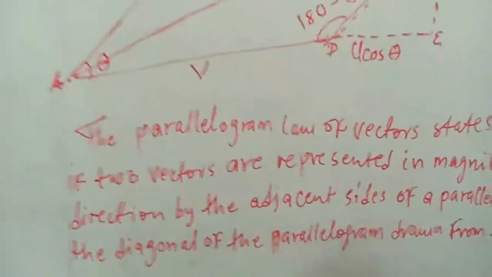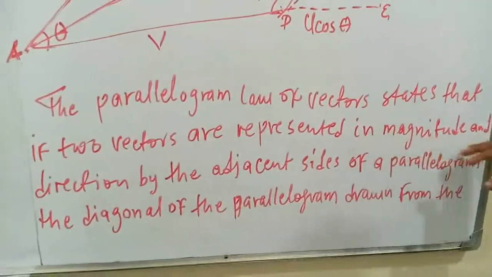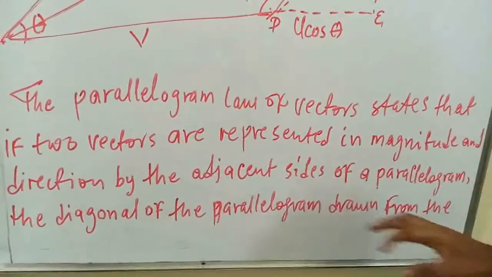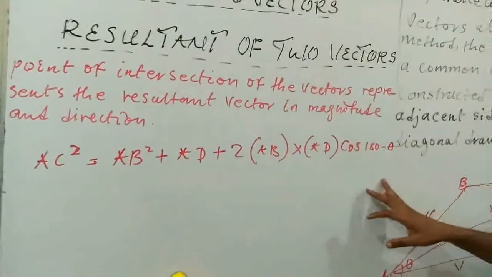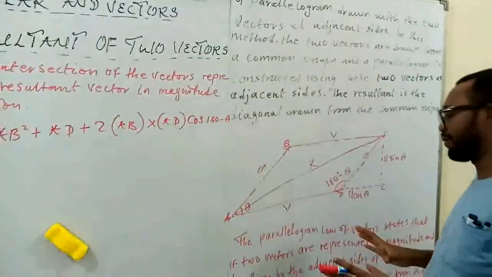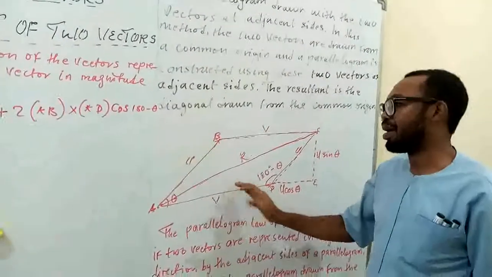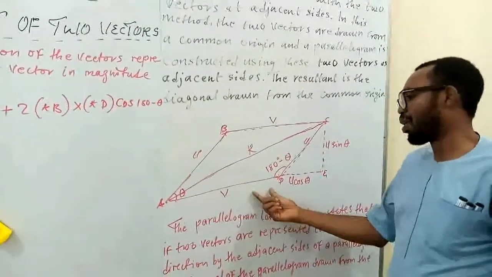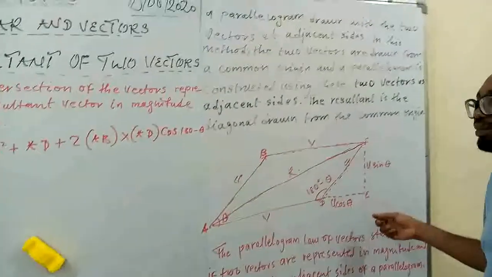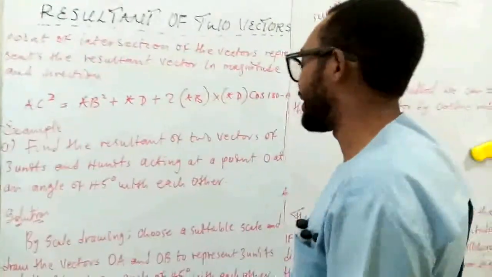It states that if two vectors are represented in magnitude and direction by the adjacent sides of a parallelogram, the diagonal of the parallelogram drawn from the point of intersection of the vectors represents the resultant vector in magnitude and direction. Now we're going to apply this. Looking at it, it looks as if you're getting confused. When we apply it on a particular question, it becomes very clear, right? Can we apply it? Let's apply it using this example.